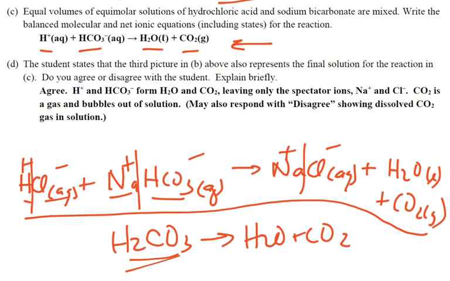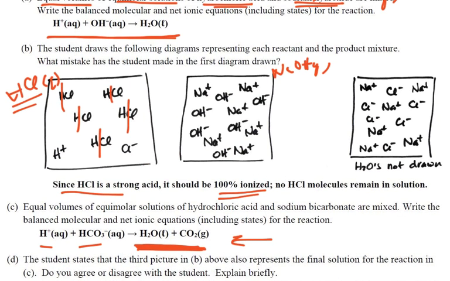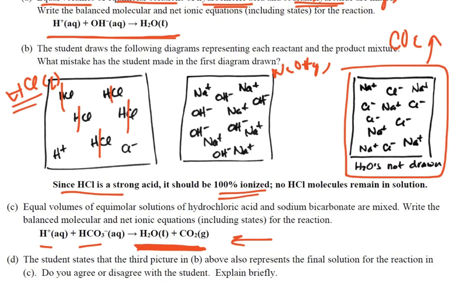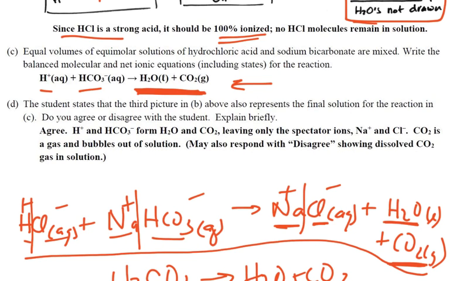Now, the student states that the third picture in B above also represents the final solution for the reaction in C. In our final reaction in C, we're going to have sodium ions and chloride ions, and water, which we're not drawing, but the CO2 gas is going to escape. So I would say yes, I agree that this is the right picture for the reaction with bicarbonate, because all the CO2 has left the reaction. All that's left in solution is sodiums and chlorides and waters that are not drawn. I agree that that picture works for both reactions.